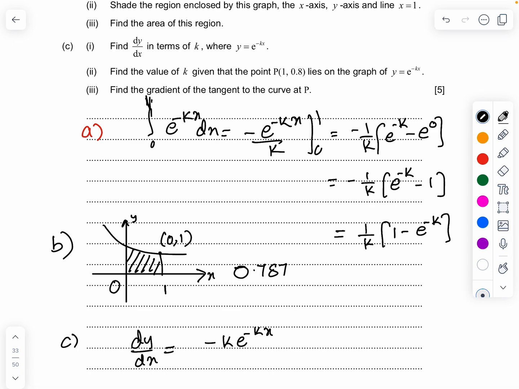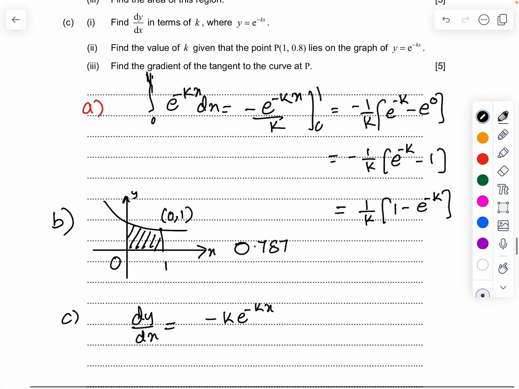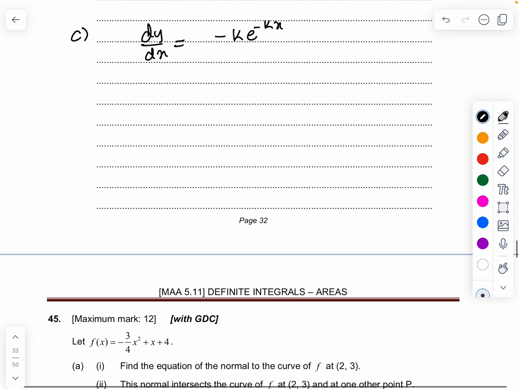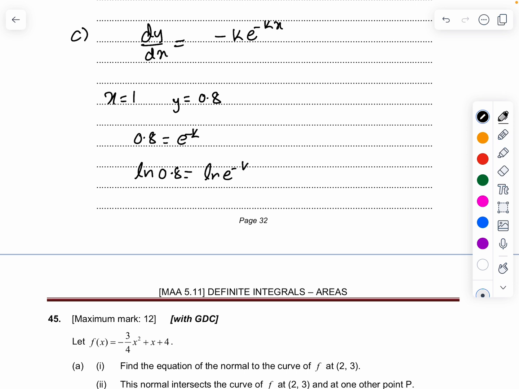Then find the value of k given that the point P (1, 0.8) lies on the graph. So x equals 1, y equals 0.8. So 0.8 equals e power minus k. So ln 0.8 equals ln e power minus k. So k equals 0.223.